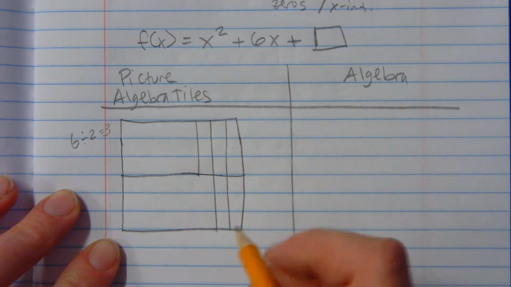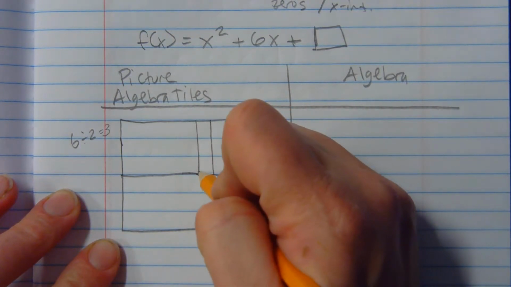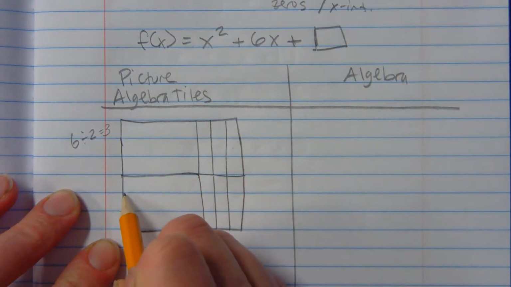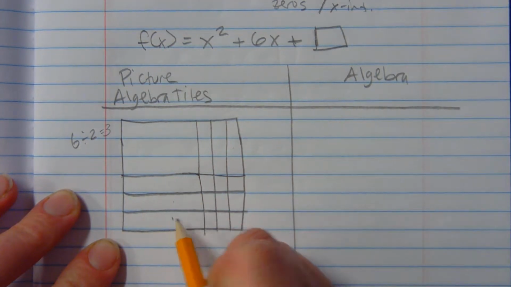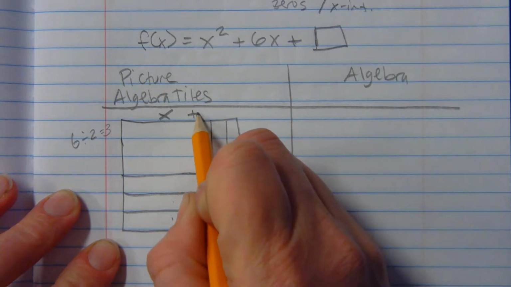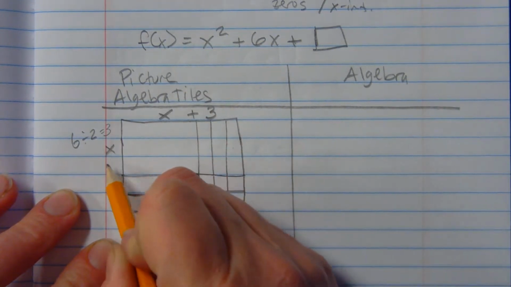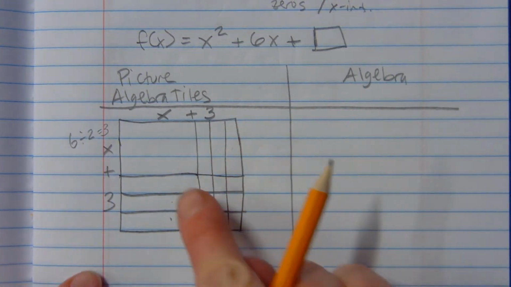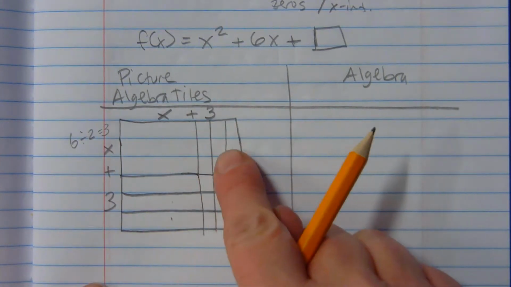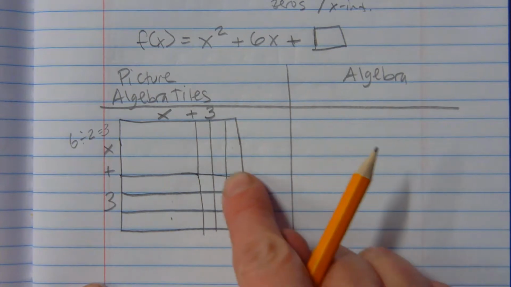And then I have, so there's my 3 x's. And then I have 1, 2, 3 there. So this length is x plus 3. And this length now is x plus 3. So I have a square. And then that means this is my x squared, 3 x's, and this is 9.